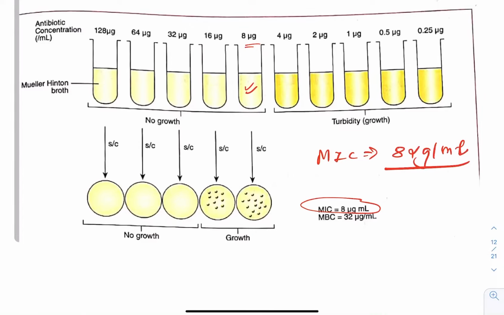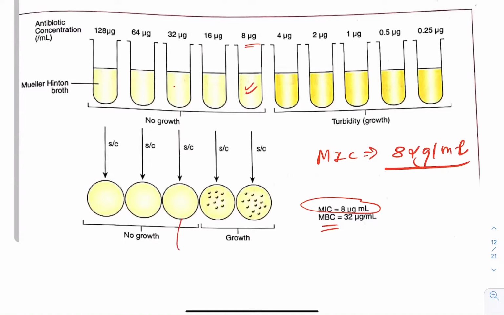Then you have the MBC. MBC is the highest dilution of the antibiotic which shows 99% inhibition of the organism, or 99.9% as some say, and that is the same for bacteria and also for fungus. Basically we are talking about bacteria here, so MBC, minimum bactericidal concentration. You can see that at 16 also they grew, but at 32 there is a clarity and there is no growth on the subculture either.